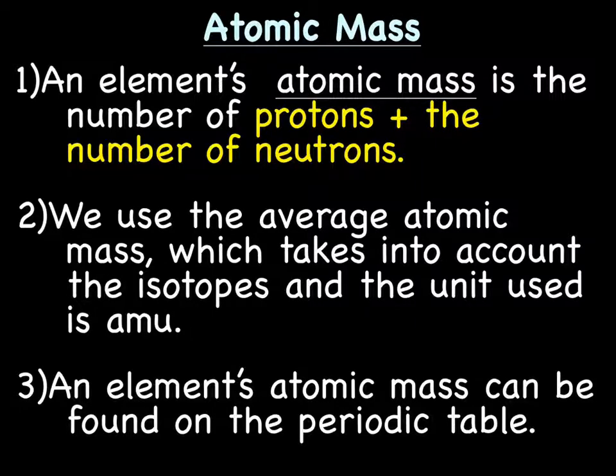Atomic mass. An element's atomic mass is the number of protons plus the number of neutrons. Hope you guys remember that from way back when. Normally, we use the average atomic mass, which takes into account the isotopes, and the unit used is AMU. And that's the number on the periodic table.